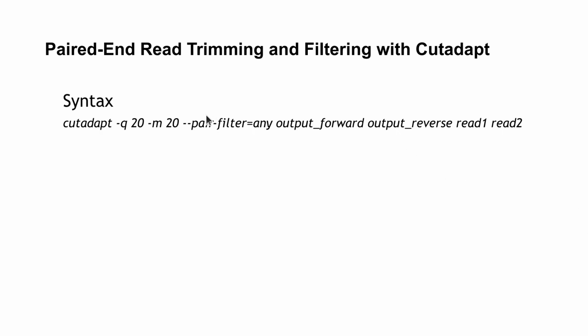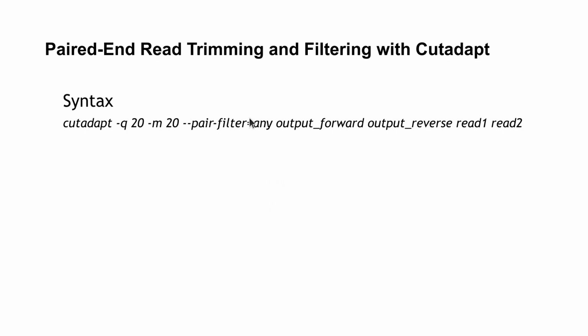Then -m here is used for the minimum length, right? This means that we are going to discard reads that have lengths less than the threshold given to -m. And then we're also going to use --pair-filter=any. This particular option indicates that if one read is removed, the other should also be removed, because we are using paired end reads.